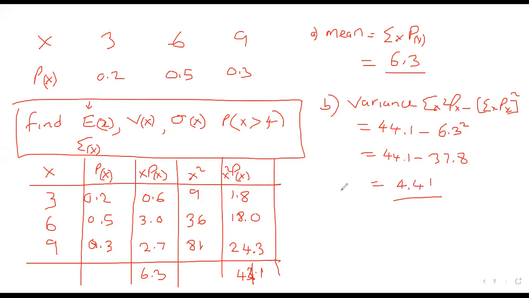Okay, so this is for the variance. How do you find the standard deviation? You square root the variance. So what do we get when we square root the variance? 2.1. How do you find the probability x is greater than 4?